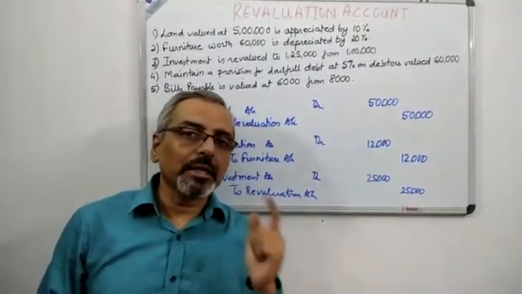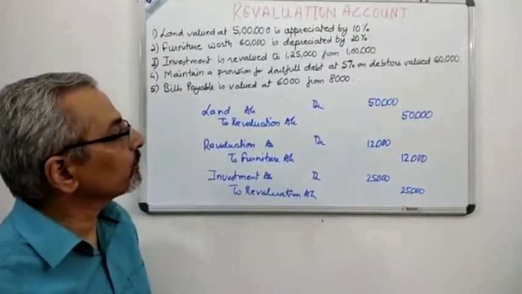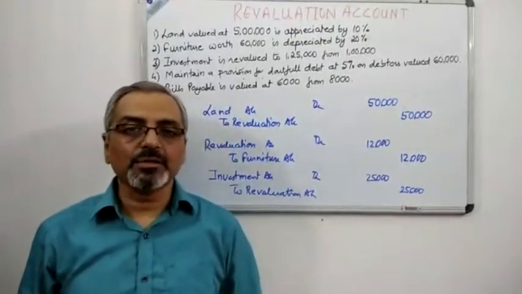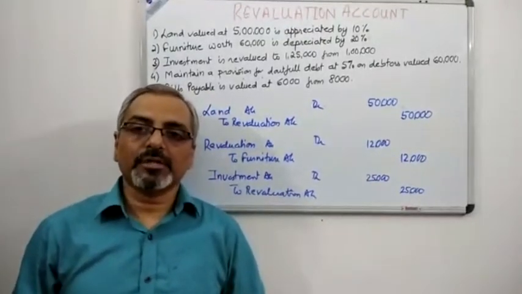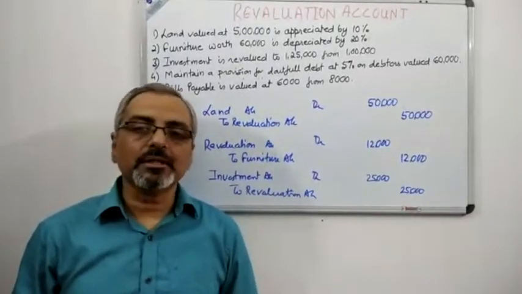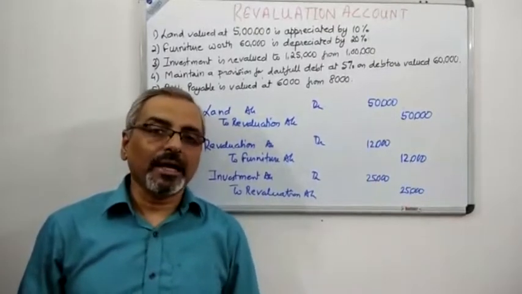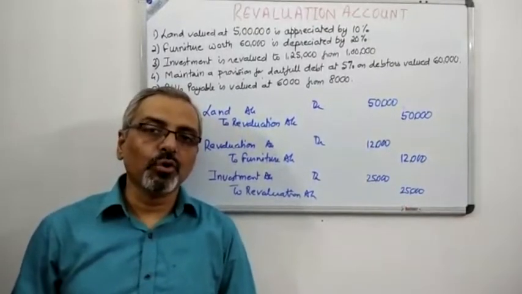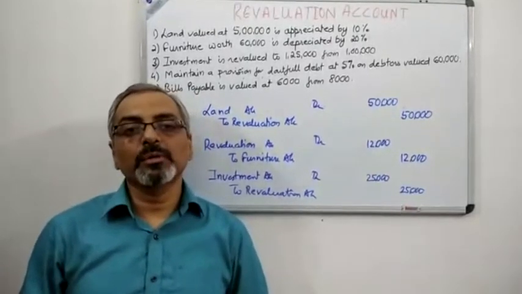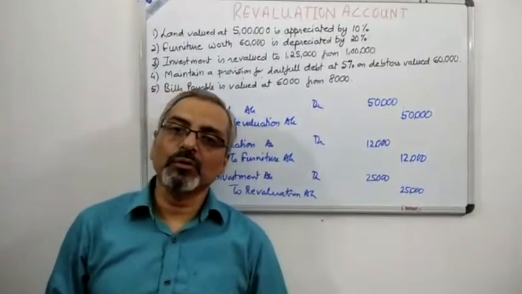The next one and the last one over here, you can see bills payable is valued at 6,000 from 8,000. What does it mean? It means that in the balance sheet, the value of bills payable was 8,000, but now it has been revalued to 6,000. There's a decrease in the value of bills payable, and bills payable is a liability. And as there is a decrease in the value, it should go to the credit side of the revaluation account. And the journal entry in this case will be bills payable account debit to revaluation account.